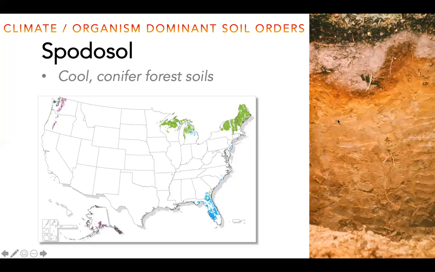And spodosols are generally low nutrient soils. So the forests that are in those tend to be a little bit smaller and not super productive, et cetera. But you find them again, usually in the cooler climates with those conifers, although we do have some unique ones down here in Florida.